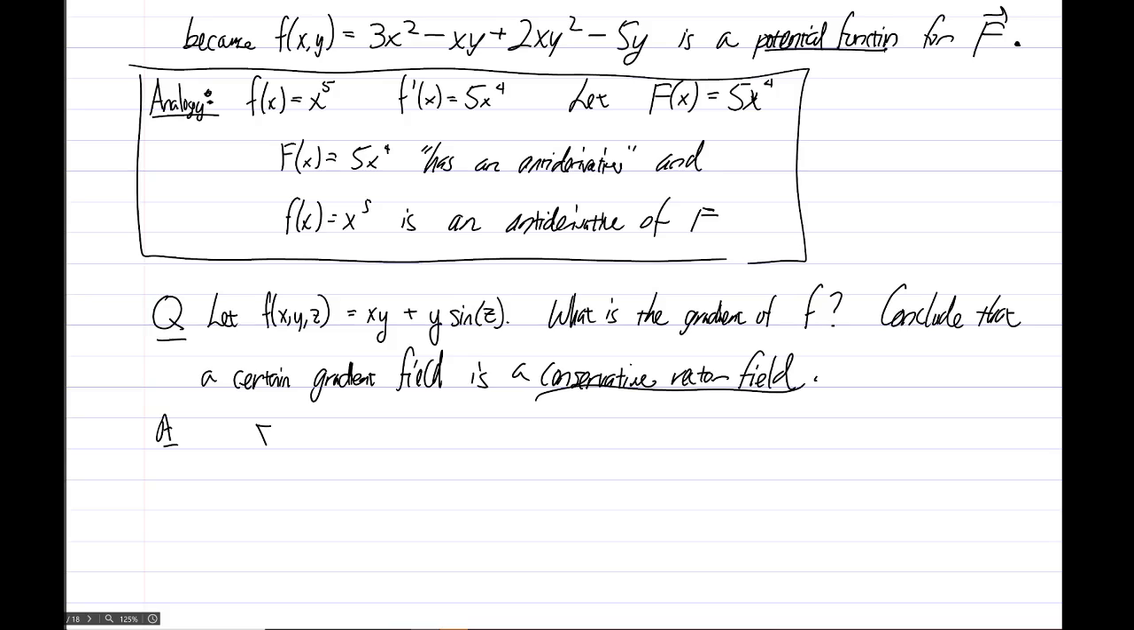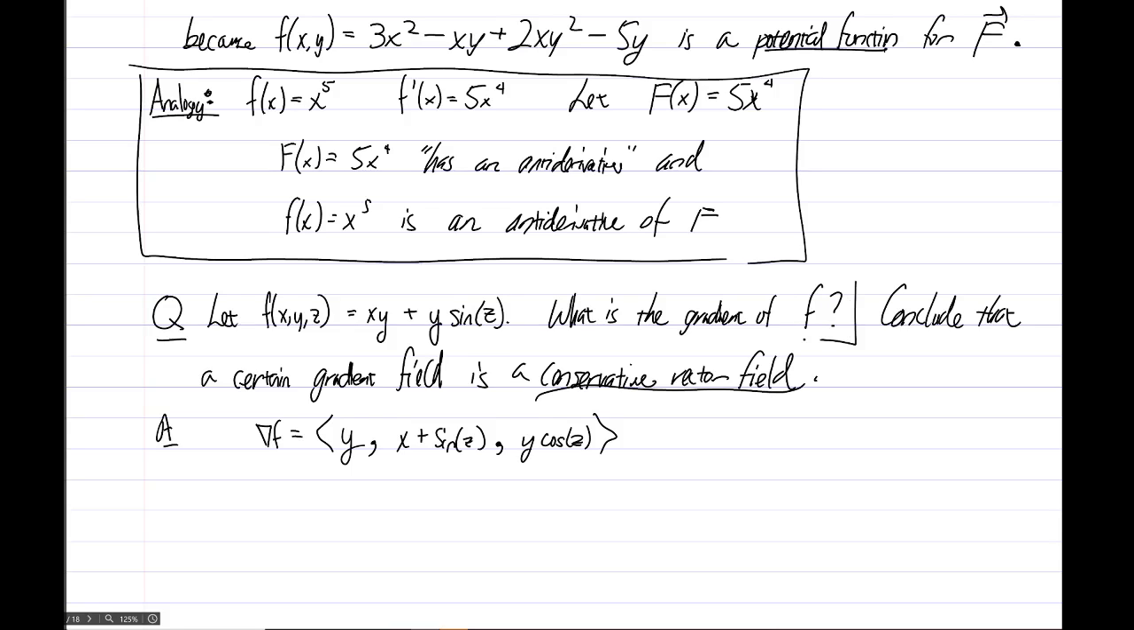So let's compute the gradient. Partial with respect to x first, so y. I think that's it. Okay. Partial with respect to y, so x plus sine of z. And then the partial with respect to z, the first term differentiates to 0 with respect to z, we just get y cosine of z. Okay, so cool. This is the gradient of f. We're done up to there.